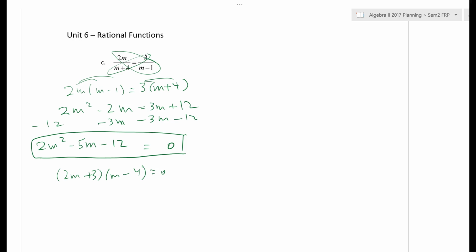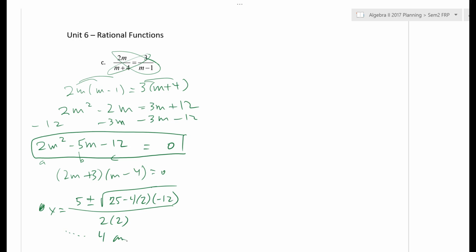Or if you're going to use the quadratic formula, maybe as a good review, remember that's A, that's B, that's C. The quadratic formula, they would say x equals the opposite of B. So 5 plus or minus the square root of B squared, which is 25, minus 4 times A times C, all over 2 times A. And if you went ahead and finished that expression off or put it in your calculator, you'd get 2 solutions, and they would be 4 and negative 3/2 as well.